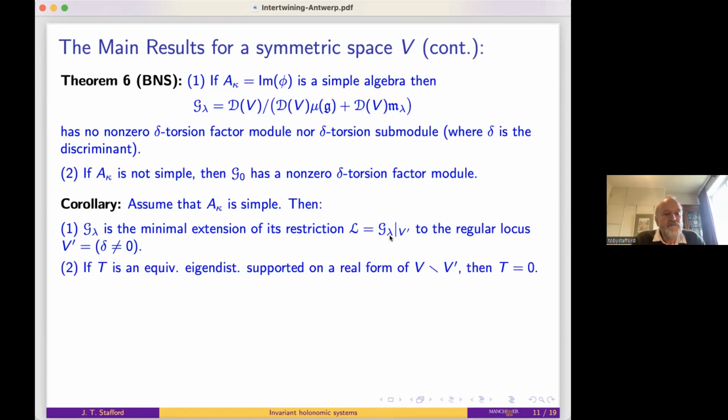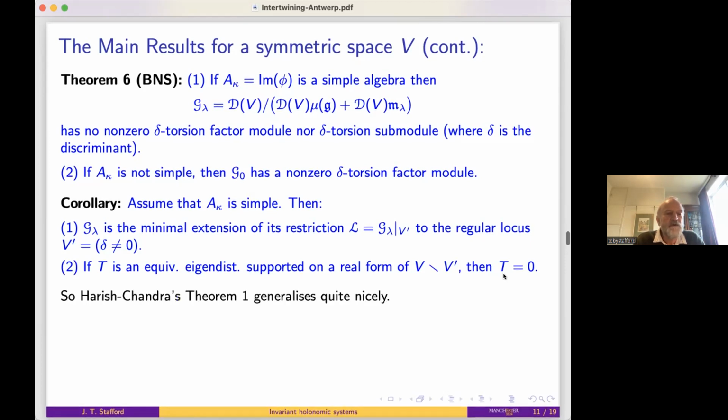And secondly, if we were thinking about G-equivariant eigendistributions on the appropriate real form of V minus phi0, so if we tried taking an equivariant eigendistribution supported on V minus phi0, then it would have to be 0. So if you like, this generalizes Harish-Chandra's theorem 1 quite nicely.